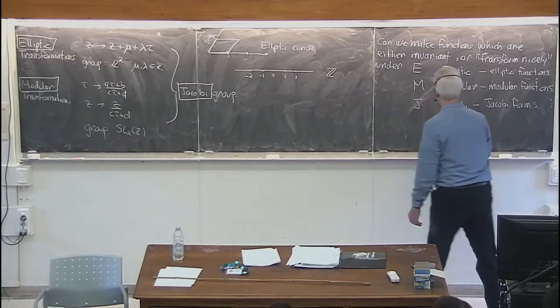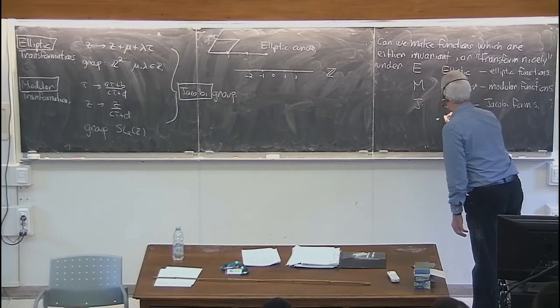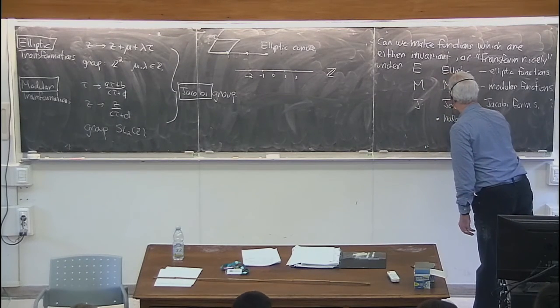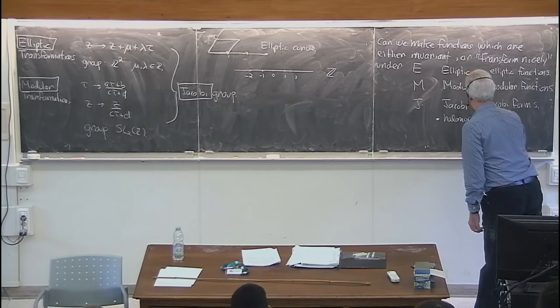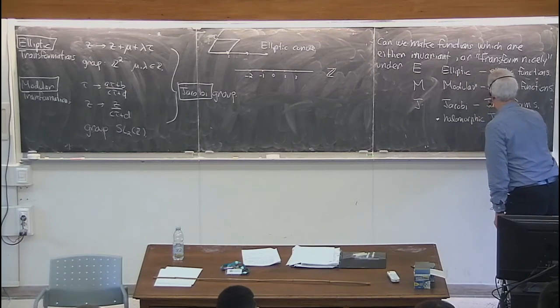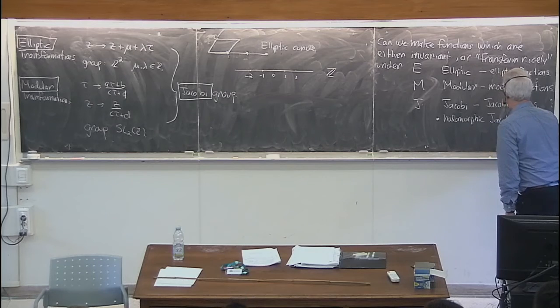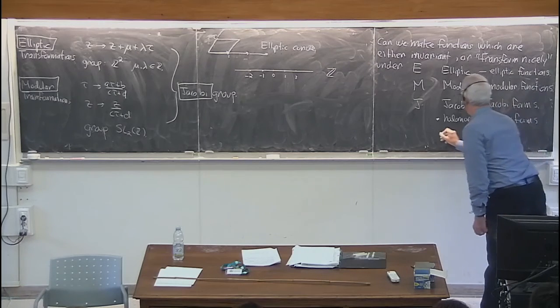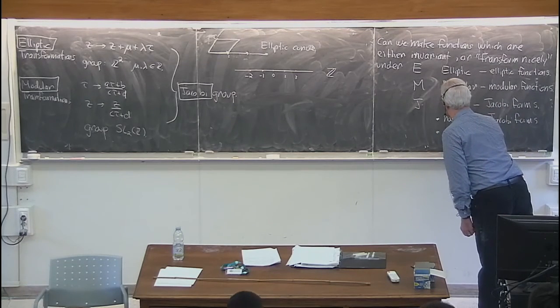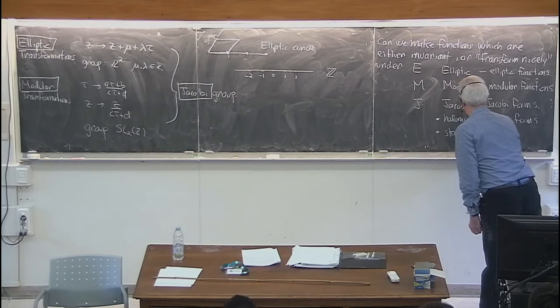And for Jacobi forms, there turn out to be at least two interesting cases, depending on exactly what properties we want. There are things called holomorphic Jacobi forms, and there are other things called skew holomorphic Jacobi forms.